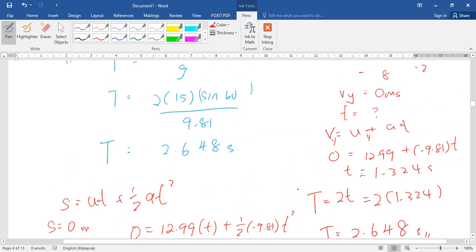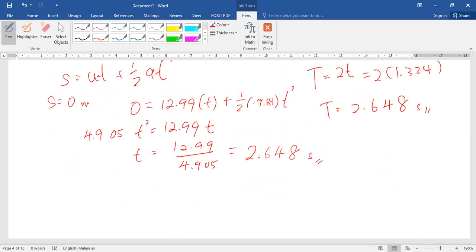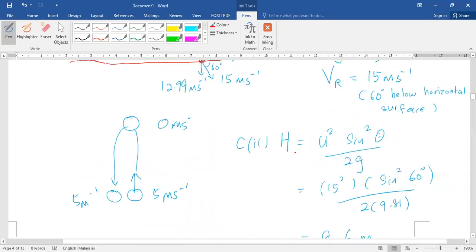So now we have solved it. Next, for the next question, we got the time of flight already in part 3. And question number 4, C4, what is the question?